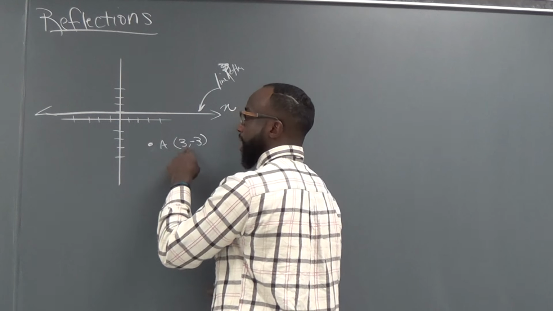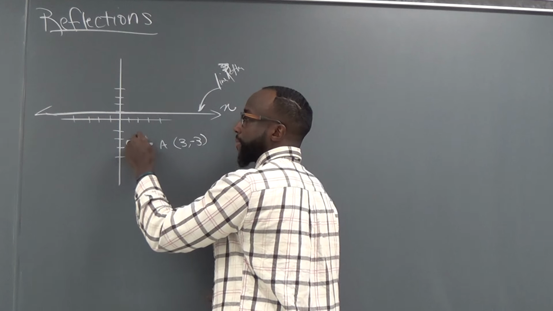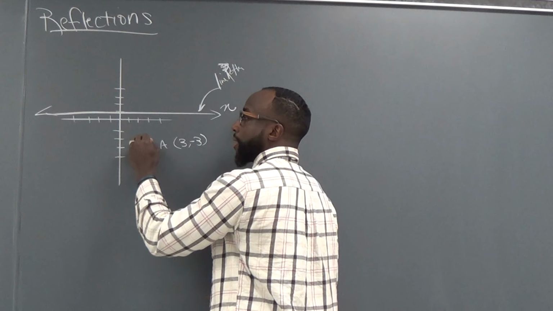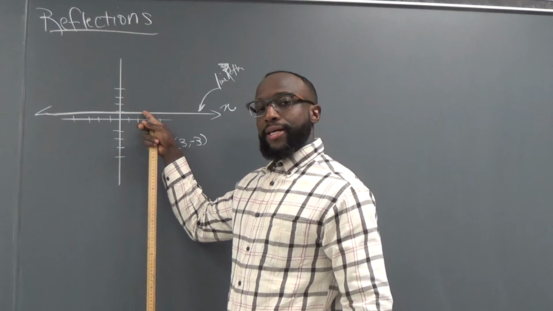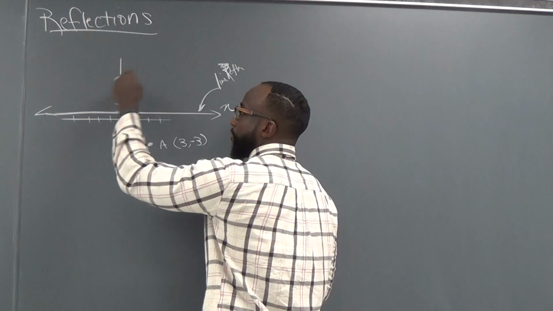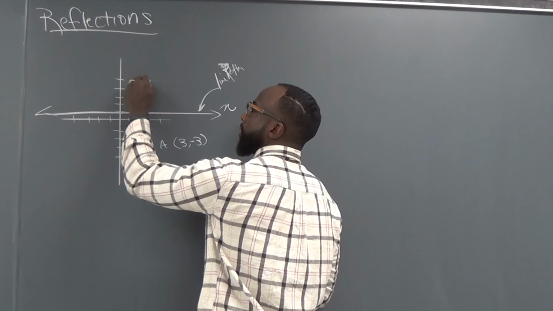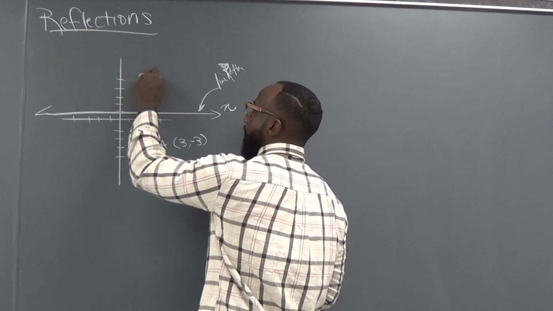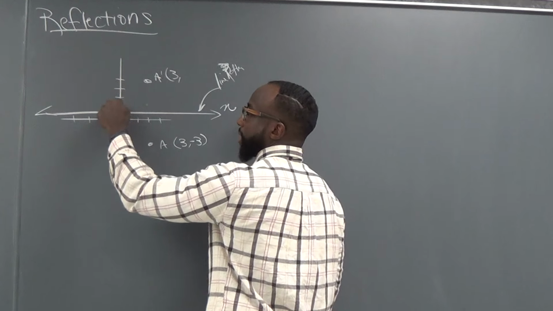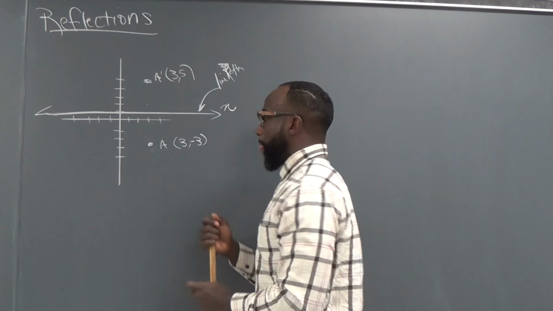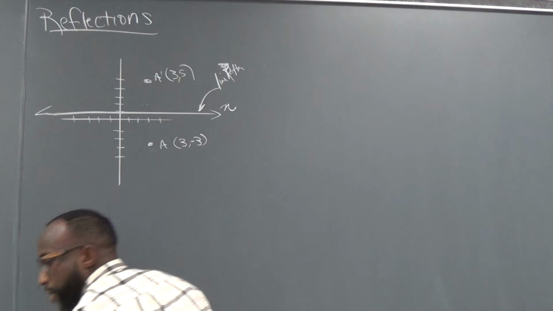So if this is at -3 on the y, and we go up to 1, that's 1, 2, 3, 4 places away from the line of reflection. So we go 4 places up, 1, 2, 3, 4. So A prime would be at 3, 5, because the x didn't change, the y changes. Okay, that's pretty much it.